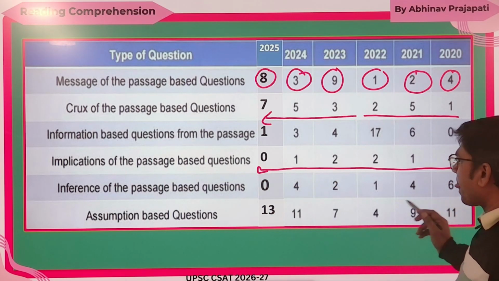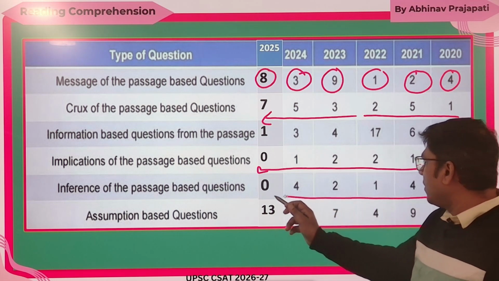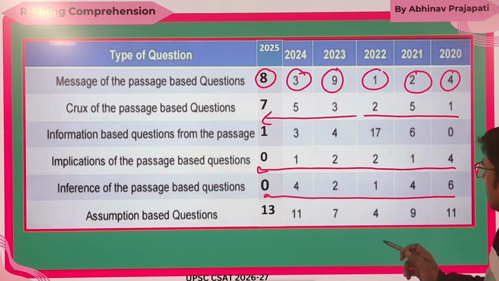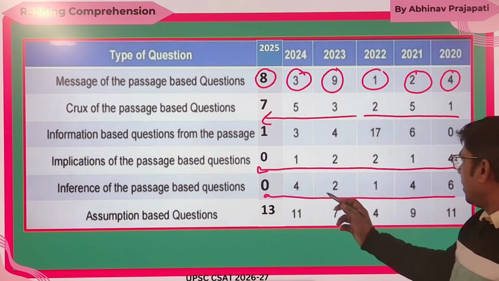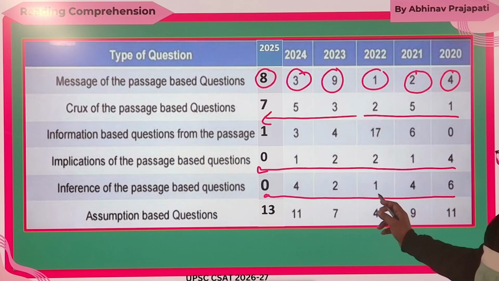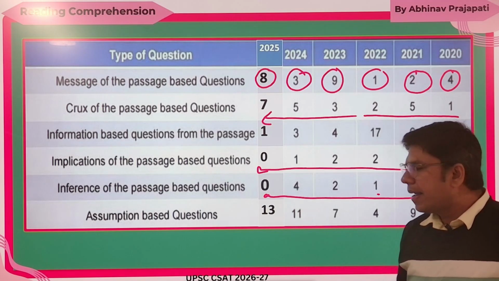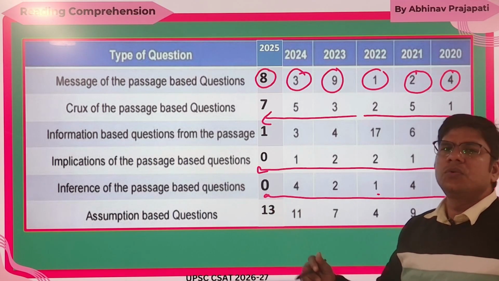If you see inference-based questions, if you take the average, 3 to 5 questions were there every year. You can see 6, 4, 1, 2, 4 and 0. So in 25, last year, there was no question based on inference.